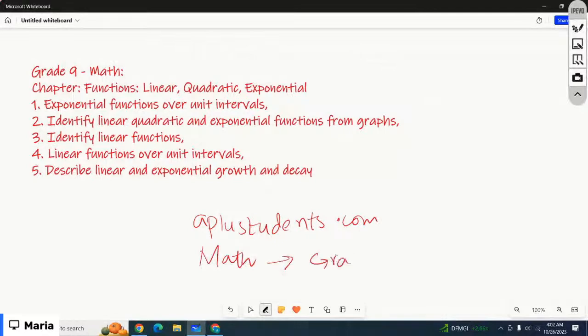Scroll down to grade 9 and then click on view all lessons. There you can find a list of the chapters. We're going to start with the chapter functions: linear, quadratic and exponential.